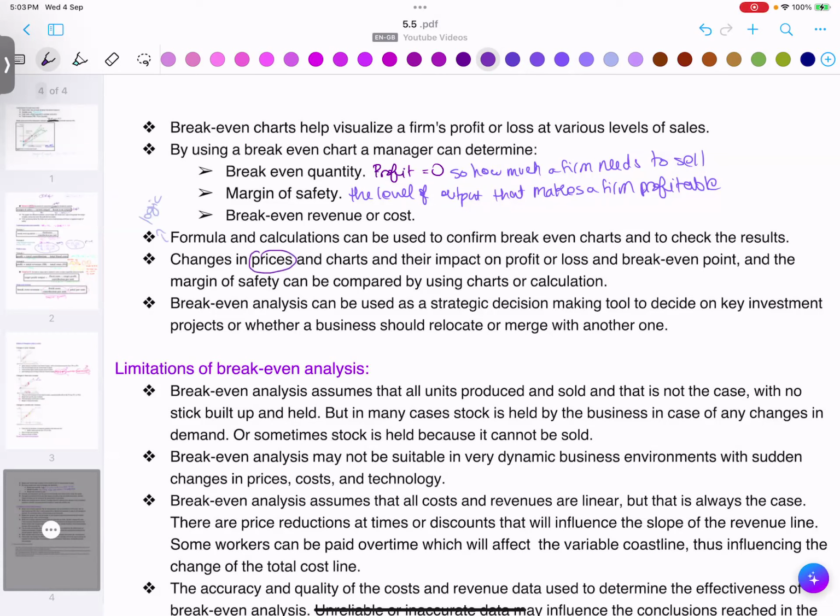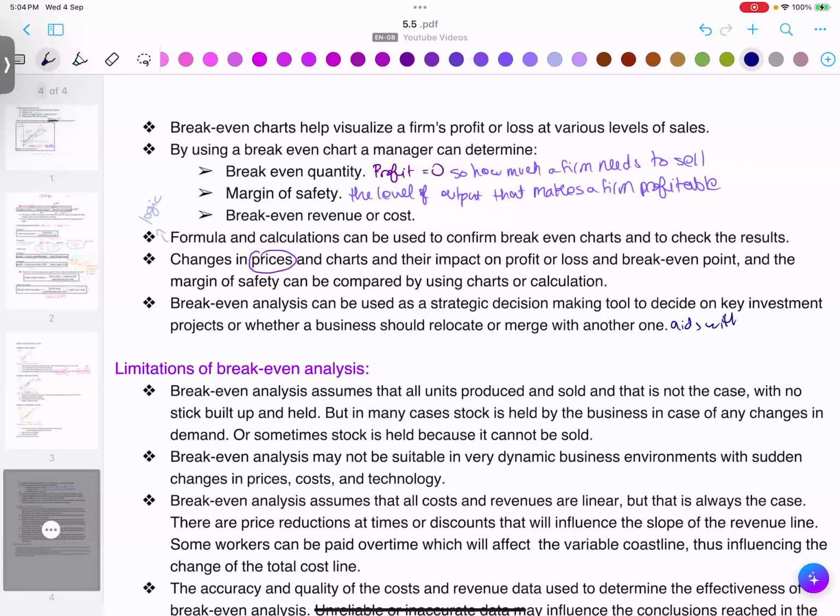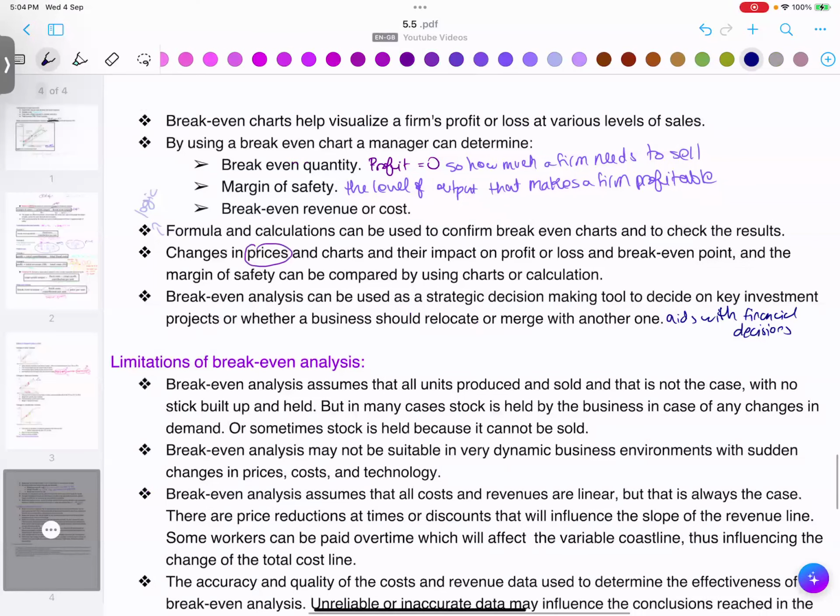So here the firm can use the calculations for strategies and for their future plans. Break-even analysis can be used as a strategic decision-making tool to decide on key investment projects, like I previously mentioned, on whether a business should relocate or merge with another one. So what the business should do. It aids with financial decisions. Okay. And then you have limitations of a break-even analysis.